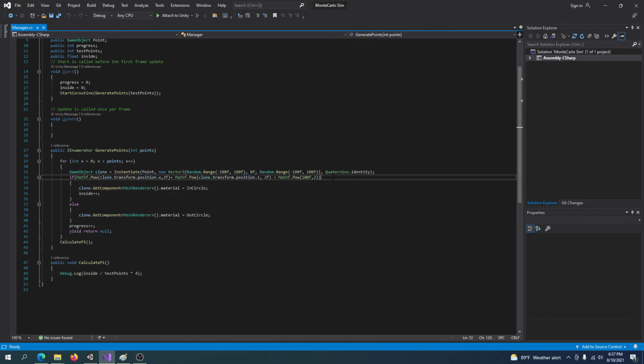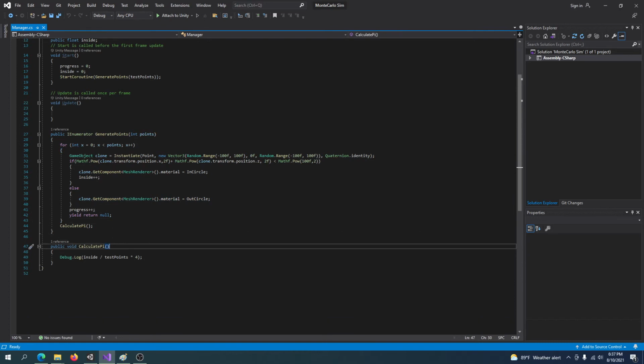We look at its x position, we square it, we add it to its z position, which we also square, and then if that value is less than r squared, so again our radius is 100, then we simply change the material to incircle, which is a green material, and we increment inside. Otherwise, we don't increment inside, and we just change this material to outcircle, which is a red material. At the end of this, we calculate pi, which is just going to be our inside divided by test points. So this is our percentage, and then we multiply that percentage by 4.